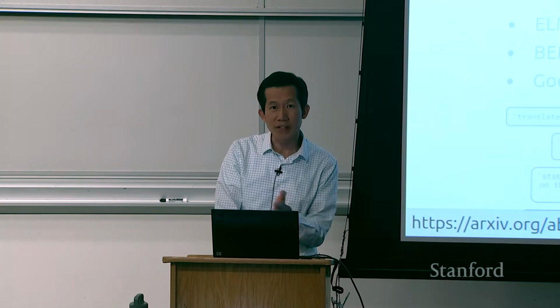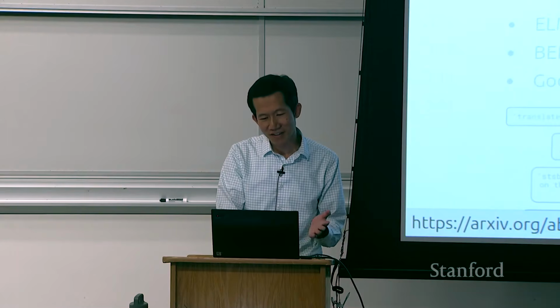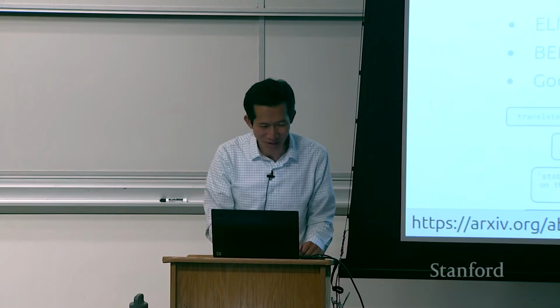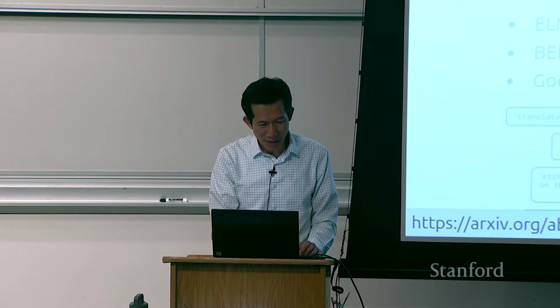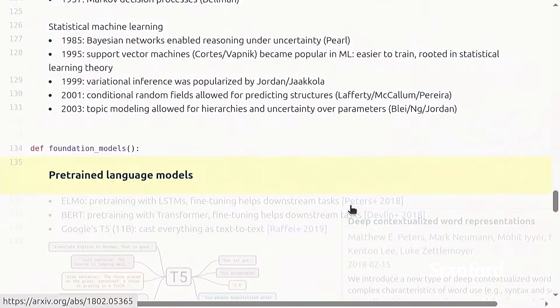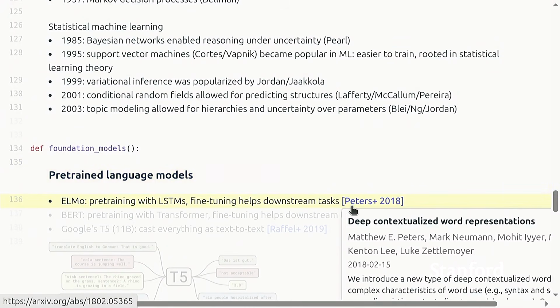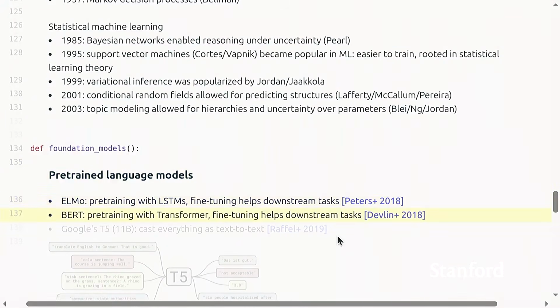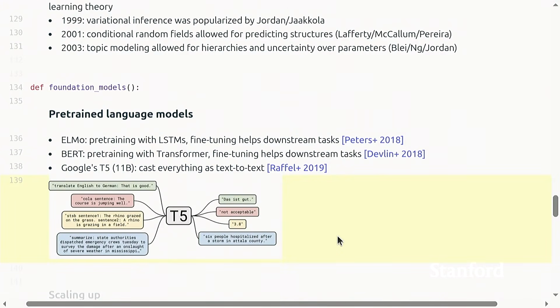Now there's a more recent trend in the last 5 years. I guess this is now history in some sense, even though it was only 5 years ago, which is the era of foundation models. This started in language with pre-trained language models like Elmo and BERT and Google's T5. The general idea is that if you take a large body of raw text and train a model that essentially learns to predict the next word, then that model has really useful representations of language that can be useful for solving a bunch of other tasks.